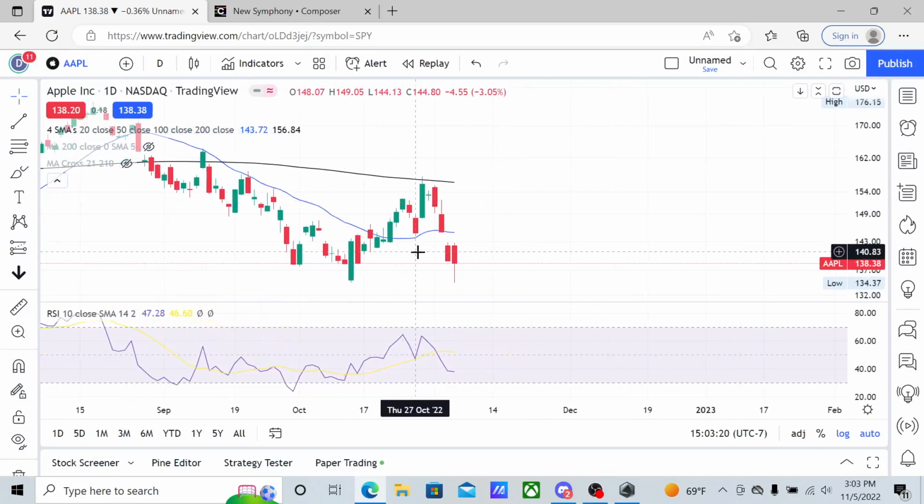So they had one day it was really, really bad. I can't remember when it was. Was it after? I think it was here, October 27th. So they declined, even though they didn't miss on earnings. They just had bad iPhone sales or something like that. But then the next day, they rallied 7.5%. So you just never really know where the market's going to take you.